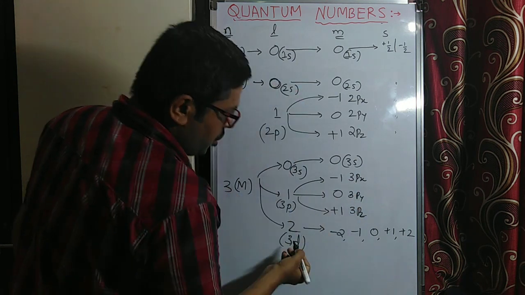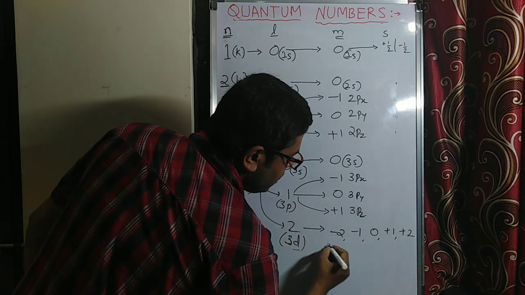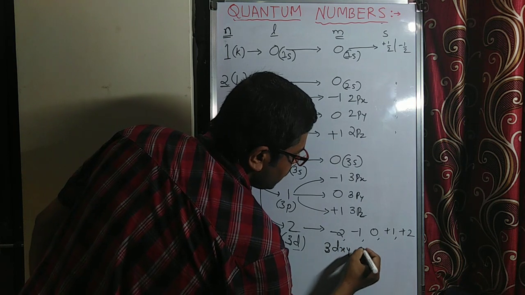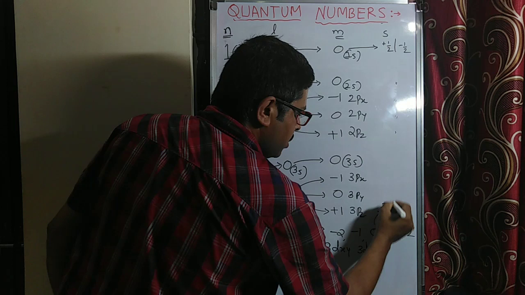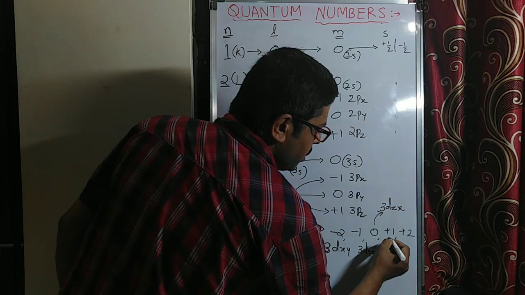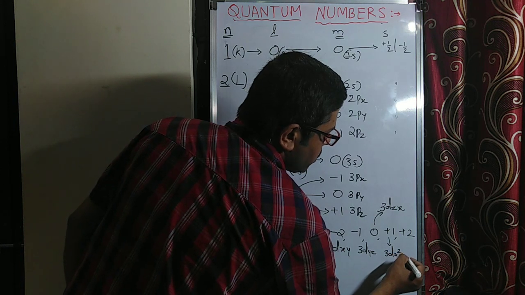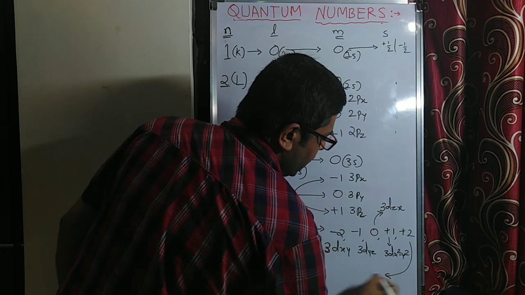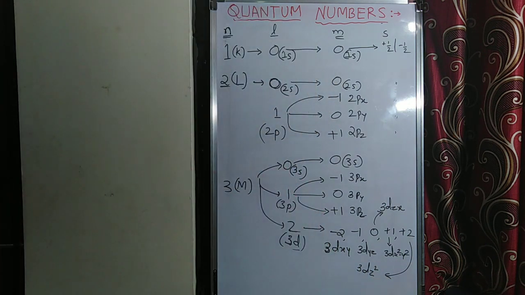L equal to 2 is 3d. So I will write minus 2 as 3d xy, minus 1 as 3d yz, 0 as 3d zx, plus 1 as 3d x square minus y square, then plus 2 as 3d z square. I hope you understood this particular thing now.